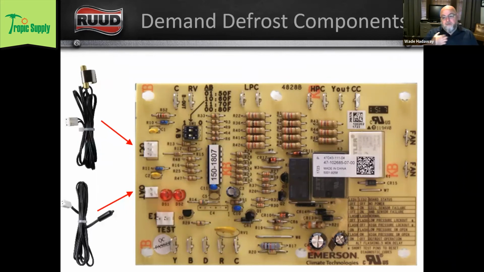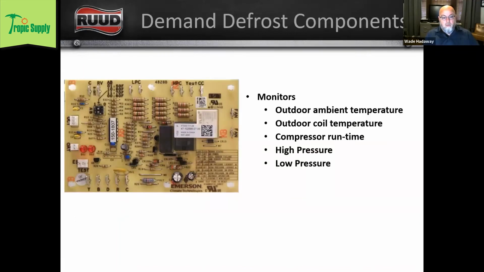So we use several different defrost boards. This is an example of one of the boards that you might find out there, and a defrost kit is going to come with a board, a coil sensor, and an ambient temp sensor. The defrost board is going to monitor, like I've mentioned, outdoor ambient temp, outdoor coil temp, compressor runtime, and it's also wired in to high and low pressure switches.